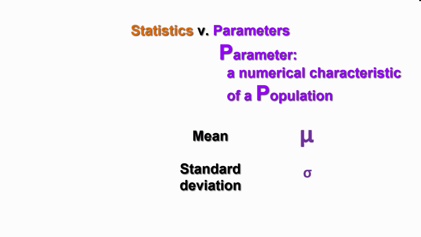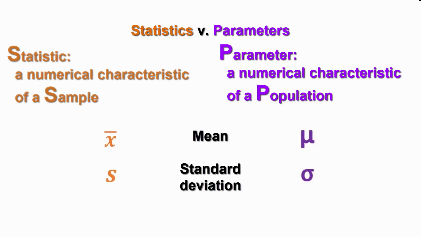Remember it this way: parameters come from an entire population. Statistics come from samples within the desired population. The study of statistics, this branch of math, involves using good random samples and the statistics calculated from them to determine estimates of unknown population parameters.